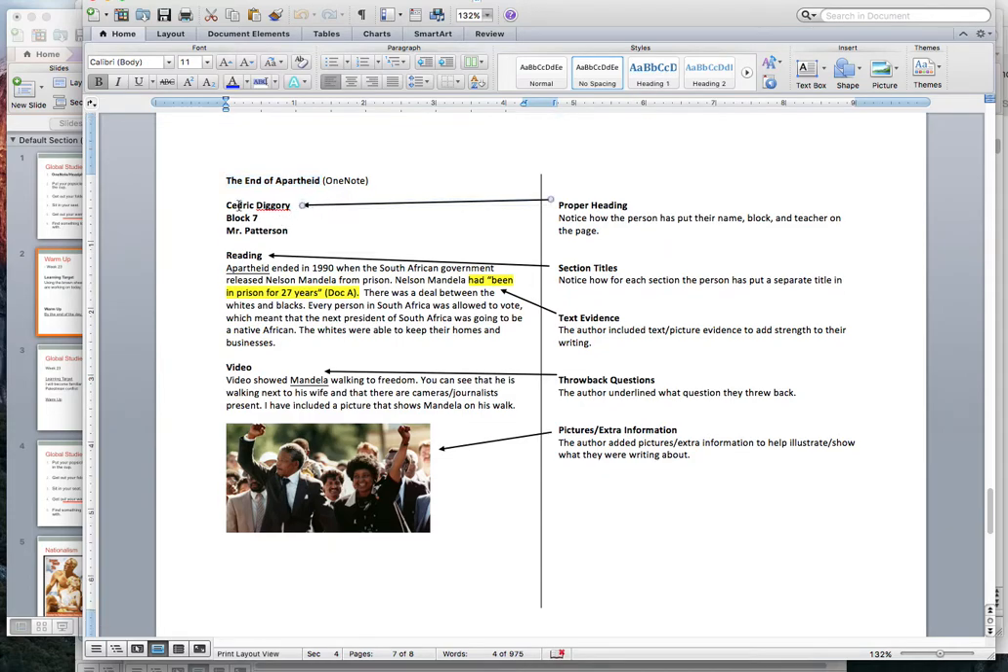You need to see a proper heading: first name, last name, Block 7, Mr. Patterson. If it's asking you to do the reading, notice how there are section titles and there's text evidence. Notice how I've thrown back the questions that are being asked in the OneNote instructions. Notice how I put relevant pictures and extra information on there to help my understanding.